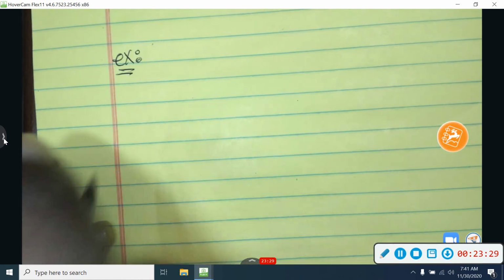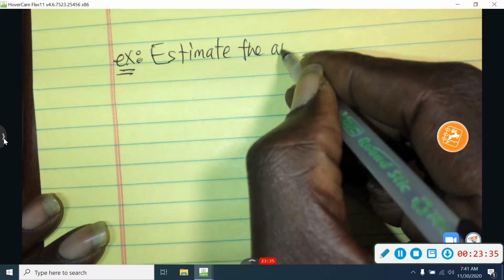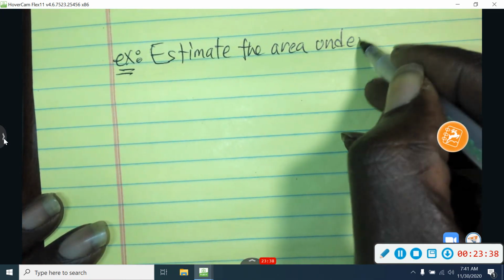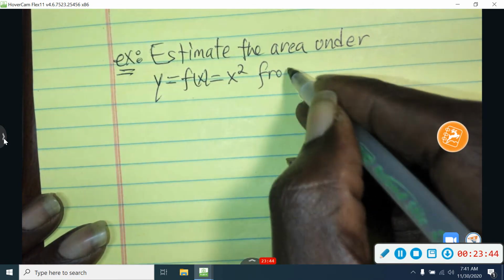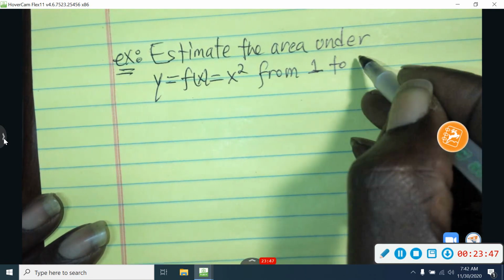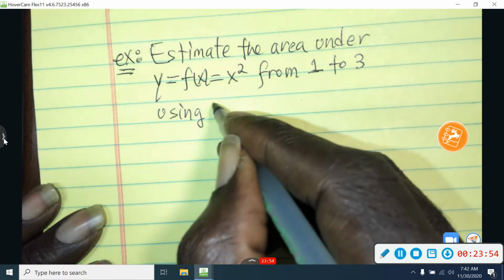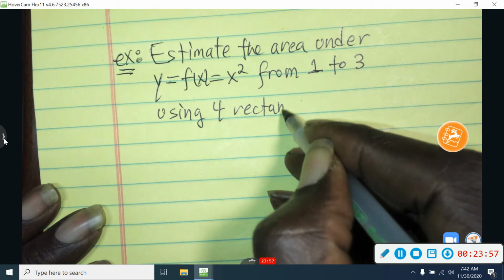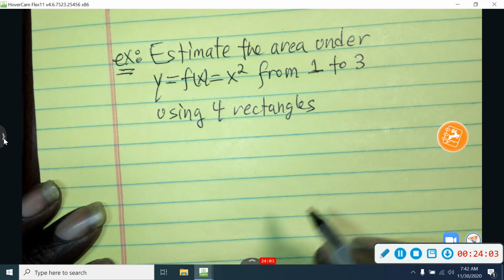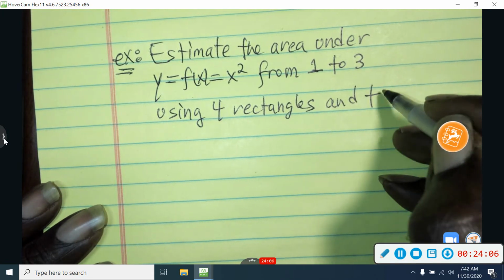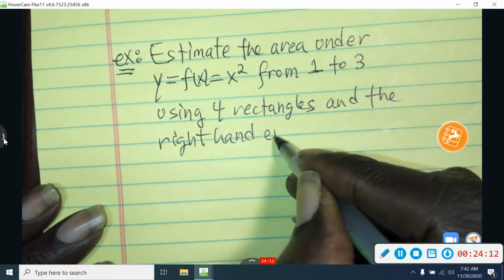Now let's do one. Estimate the area under y equals f of x equals x squared from 1 to 3 using 4 rectangles, and let's go with the right-hand endpoints.